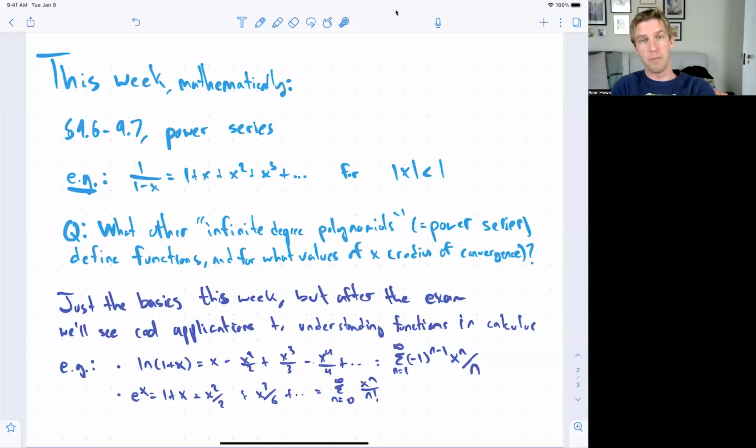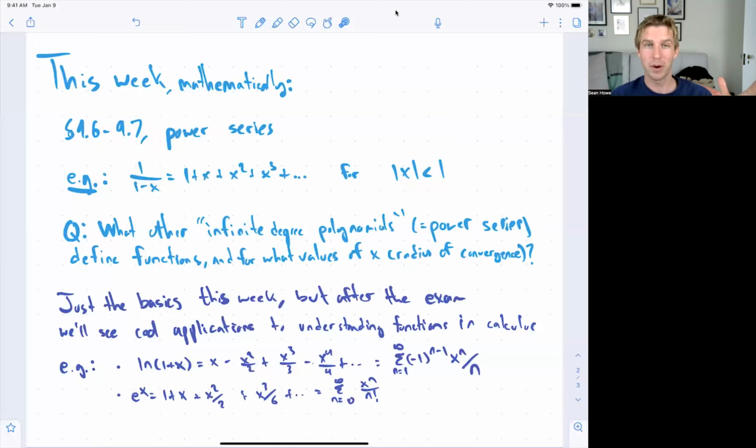This week, we're really just doing the basics of this. So we're going to have some infinite degree polynomials or power series, and we're going to see some tools for studying what values of x you can plug in and get a function from that. So when those converge. And that's the big thing we want to get to this week, but this is going to have applications to calculus starting the week after the exam. And they're actually really cool because, what's the great thing about polynomials?